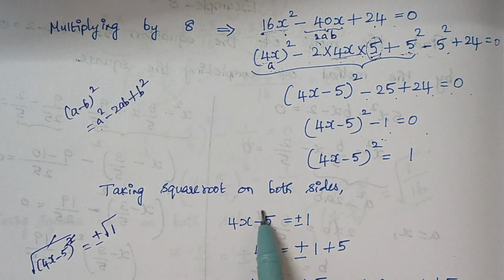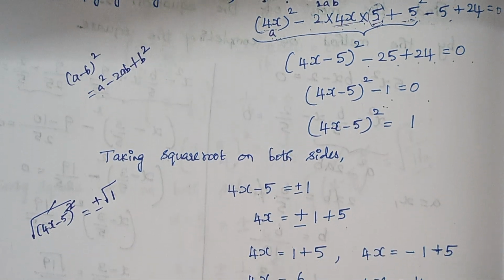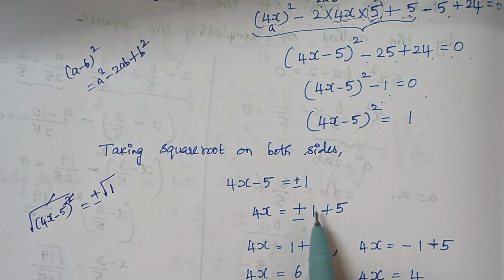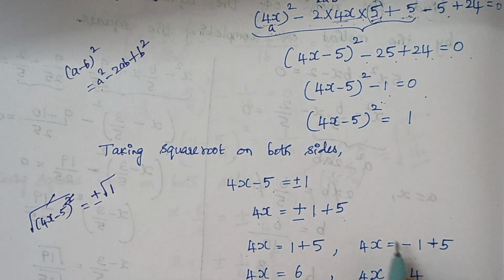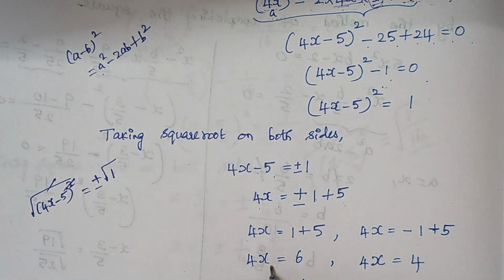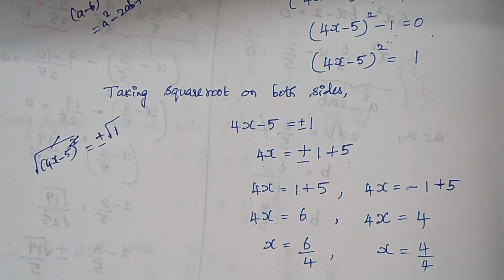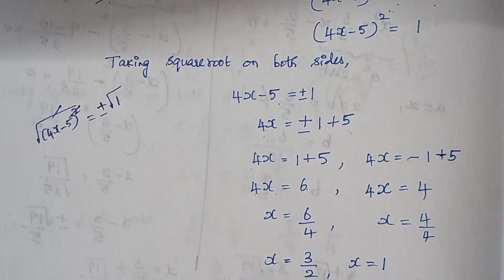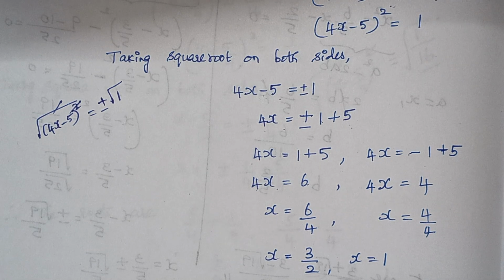The next step is I am going to move this minus 5 to the right hand side. So 4x is equal to plus or minus 1. This minus 5 becomes plus 5. Again, I am splitting the terms. You see 4x is equal to, first I am considering plus 1. So plus 1 plus 5, and here 4x is equal to minus 1 plus 5. So when you simplify, 4x is equal to 6 and here 4x is equal to 4. So what about x? x is nothing but 6 by 4 and here x is 4 by 4. So finally the values are 3 by 2 and 1.